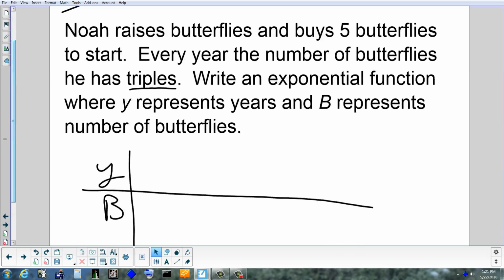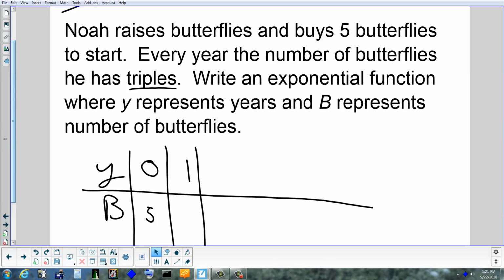We're trying to figure out when Noah has 5 butterflies, how much time has gone by at that point. We'll call this an experiment. So after a year he has 5 butterflies? No. After a year, he has 15. So guys, at this point, how many years have gone by? None. He starts with 5. Now, he's starting his butterfly hobby. Day 1, he goes to the store, buys all the butterflies, no time has gone by. So after 0, think of 0 as the starting point, he has 5 butterflies.